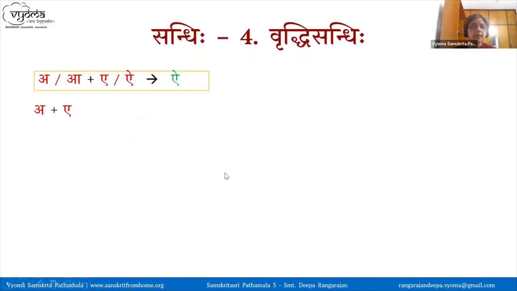Let us see some examples. Akara, akara followed by E or Ai, we get Ai as the adesha.